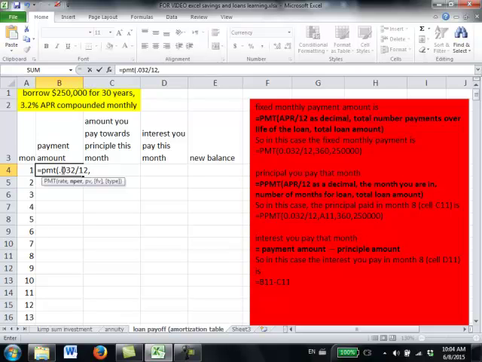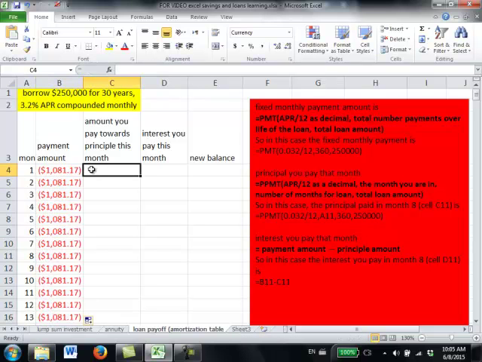Next we need to enter the total number of payments for the life of the loan. That'll be 360 because you are doing 30 years times 12 months per year, so 360 total payments. And then we need to enter the original loan amount, which is $250,000. I end my parentheses, I press enter, and it returns $1,081.17. You notice it's in red and parentheses, which is just indicating that it's negative, that this is the amount you are paying to pay off this loan.